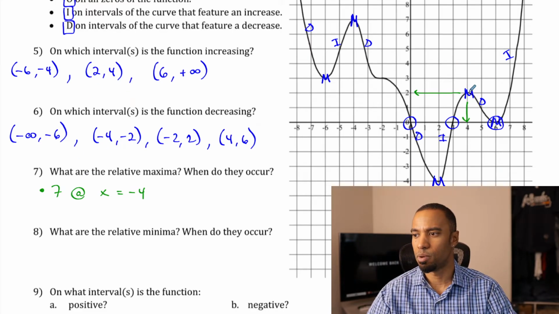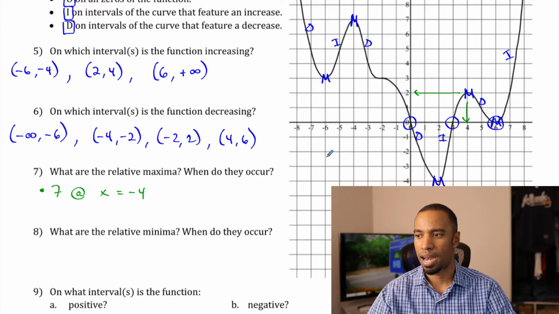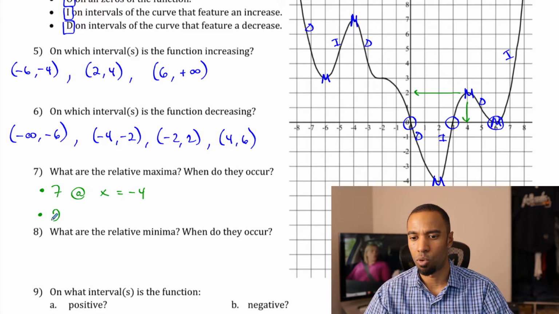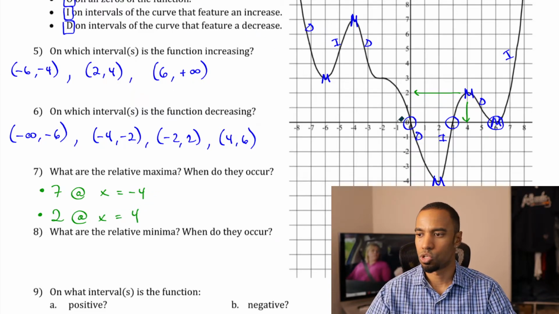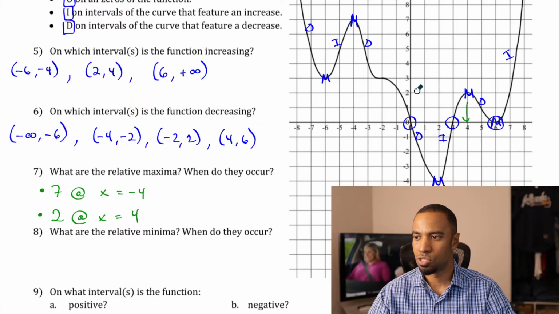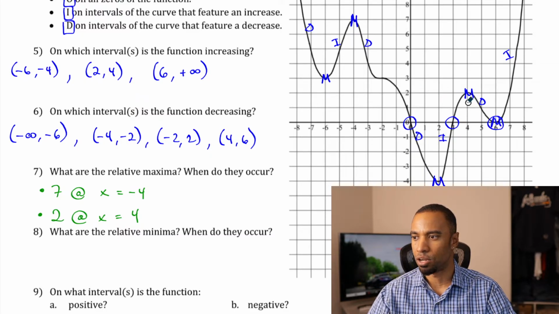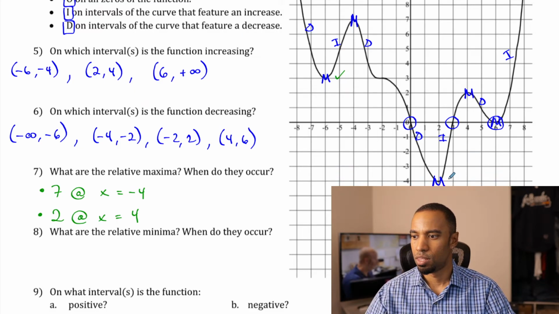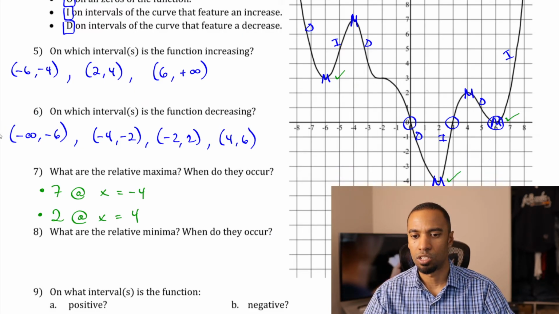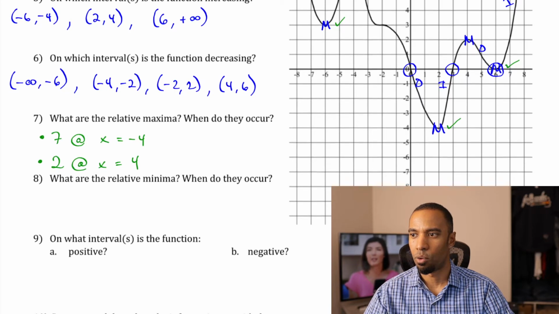Now, there's another maximum here of 2 at x equals 4. The y value of the maximum there is 2. It occurs at x equals positive 4. So those are my maxes. The mins are the other m's right here, the ones where we go from decreasing to increasing. This is a min, this is a min, this is a min. So let's write those 3 out right here.